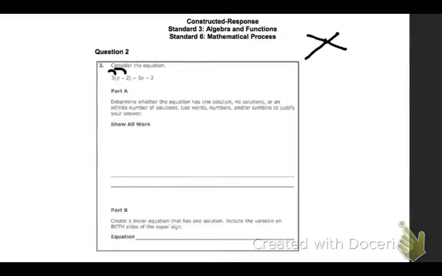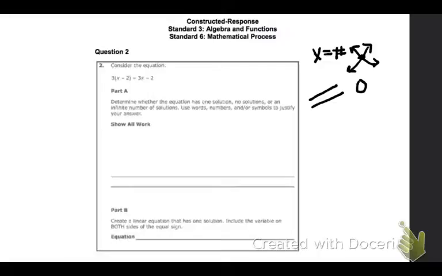I remember that if it has one solution, basically you get x equals a number, and all that means is it intersects in one spot. So 2 lines intersecting in one spot. Looks to me like they have different slopes, different y-intercepts. Then if I end up getting parallel lines, they never intersect. So there's never a solution. There's no solution there.